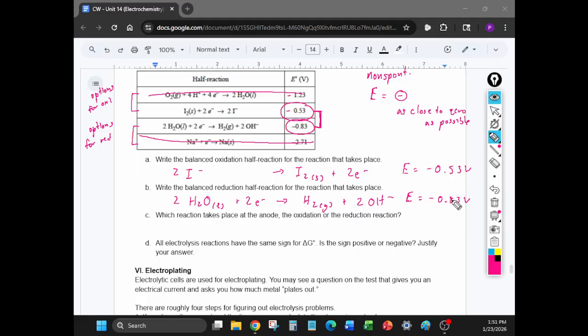All right, next step, we want to figure out what takes place at the anode, the oxidation or reduction. Well, this is very easy. We just need to remember our acronym, RED CAT, AN OX, and then we can just see that at the anode, there is oxidation. So the oxidation is going to happen at the anode. And then if you really wanted to, you could copy down your oxidation one, which is your answer for part A. So 2I minus produces I2 solid plus 2 electrons.